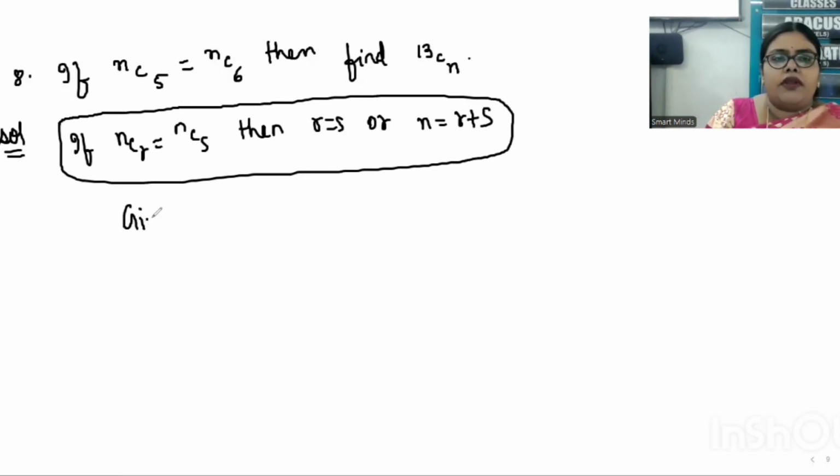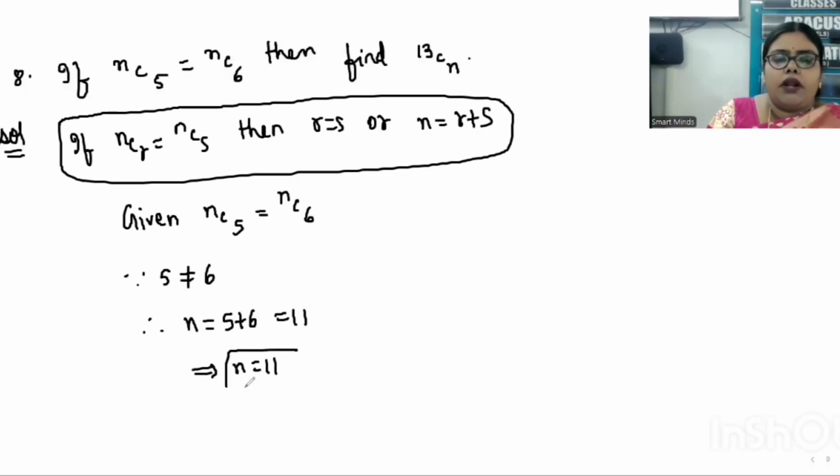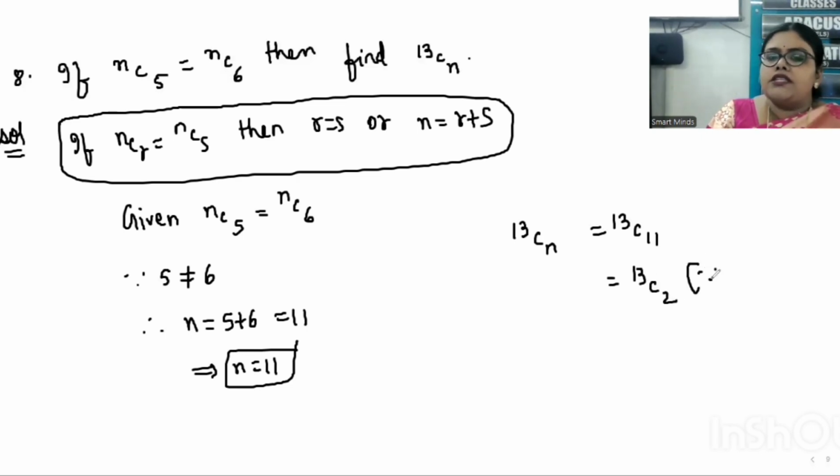So here what is given to us? nC5 is equal to nC6. Since 5 cannot be equal to 6, therefore we can write n is equal to 5 plus 6. That is 11. So we got n is equal to 11. But we need to find out 13Cn. So that is 13C11, which can also be written as 13C2. How can I write this way? Because nCr is nC(n minus r). So 13 minus 11 gives you 2.